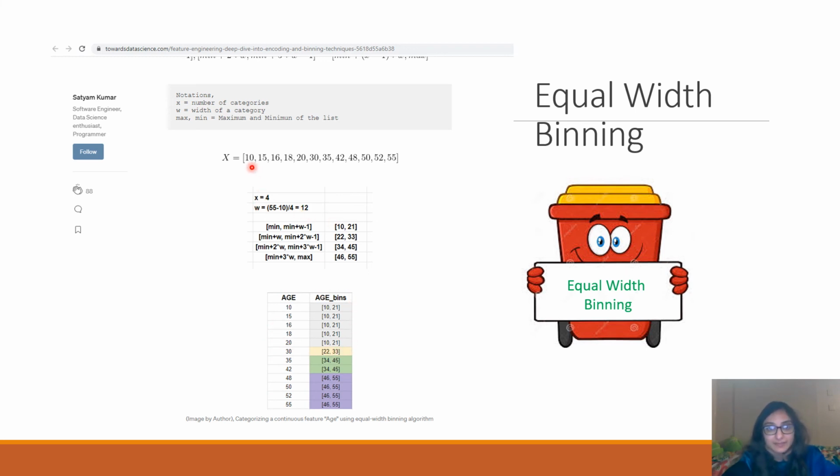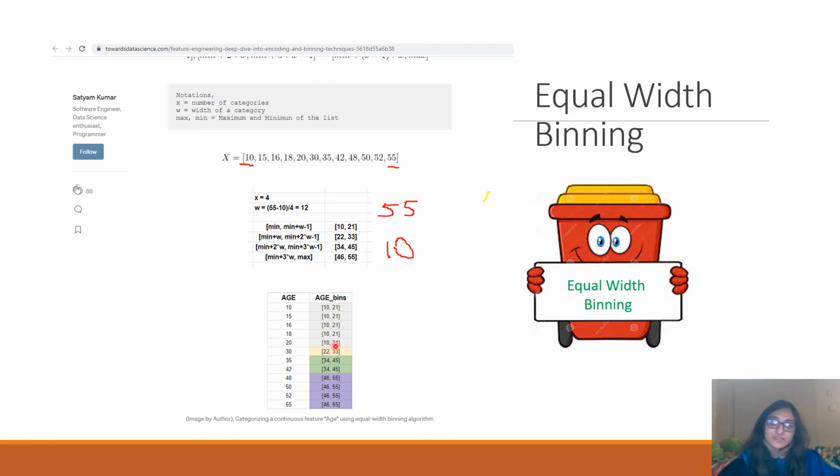So what we do is we find the maximum value here. The maximum value is going to be 55, so 55 is our max. And our min value is going to be 10. If you take 55 minus 10, that's 45. 55 minus 10 divided by 4 is roughly 12. So that's the formula being used to figure out the width of each bin.